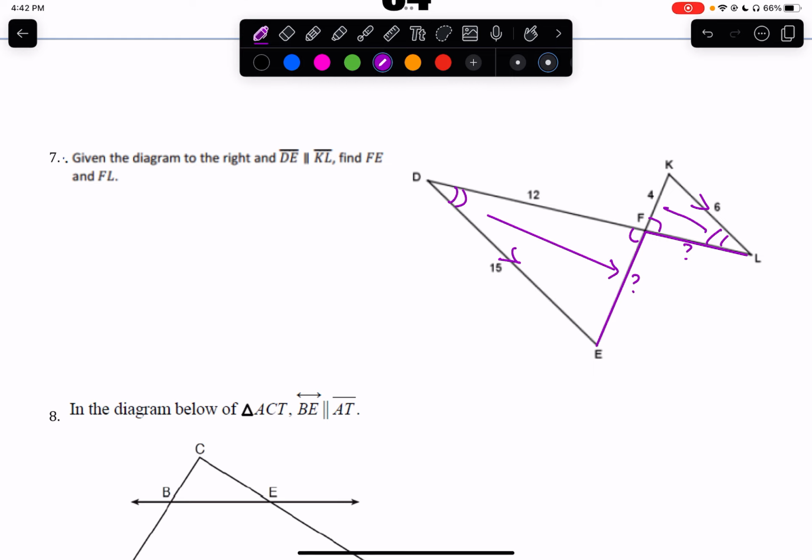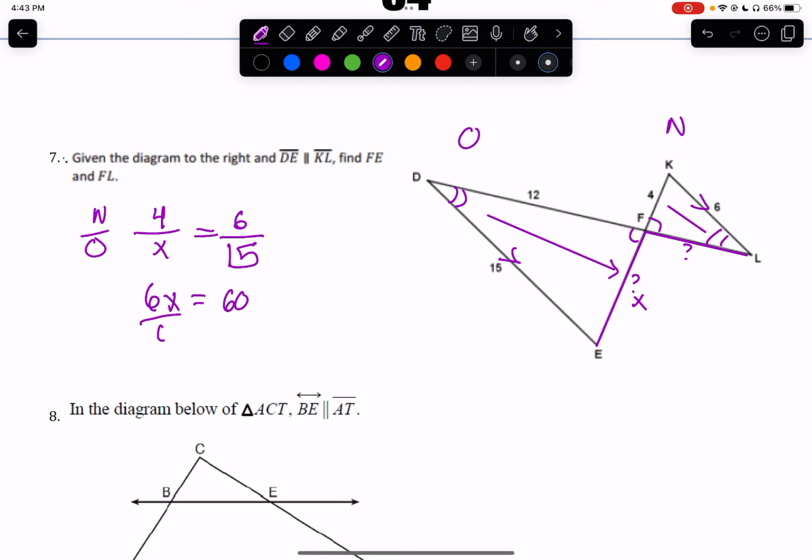So because these sides are opposite, 4 over, let's call this one x, x is equal to 6 over 15. Because we're doing new over original. So now we cross multiply and solve. 15 times 4 is 60. When you divide, you should get that x is equal to 10.